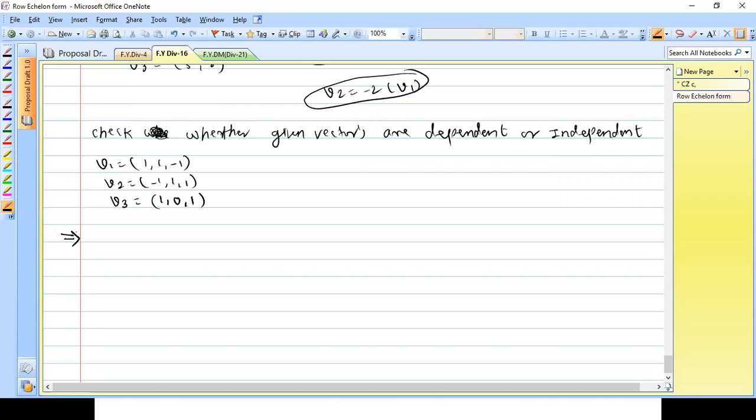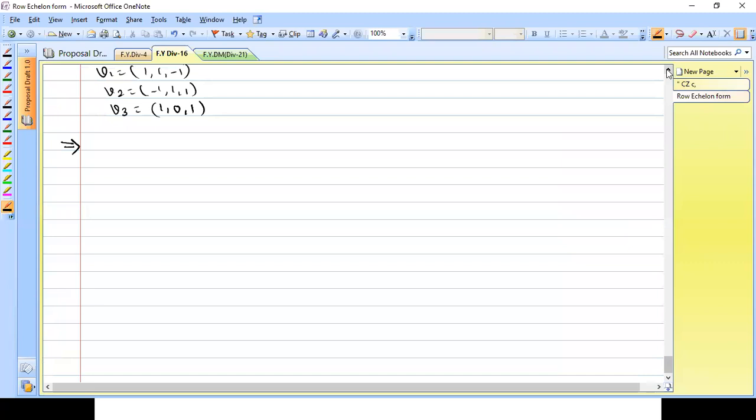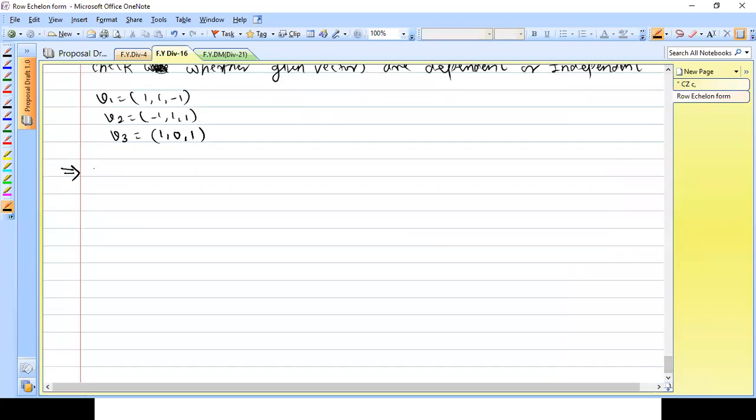So what we have, we have linear combination. So first we write down the linear combination: C1 V1 plus C2 V2 plus C3 V3 is equal to 0. Now put the values up. Now if all C1, C2, C3 come 0, then what happens? What is the meaning of that? If all 0, all the vectors are independent.